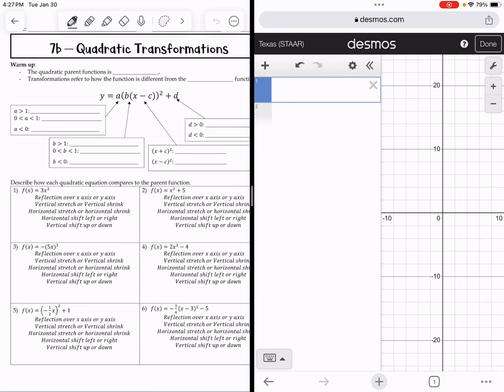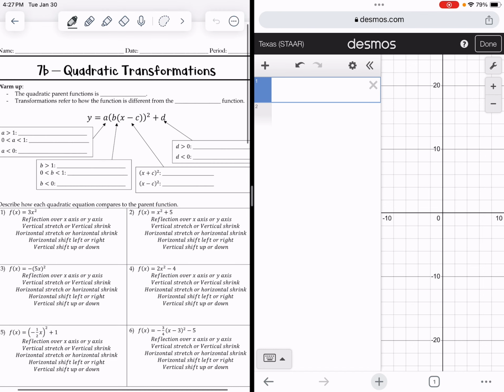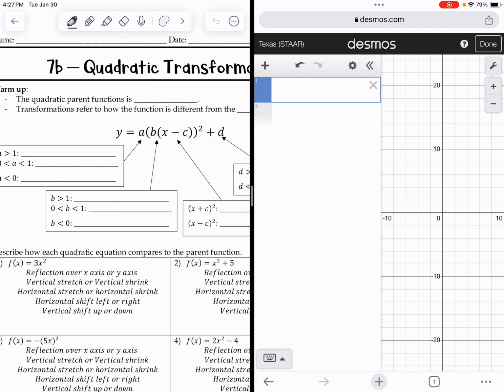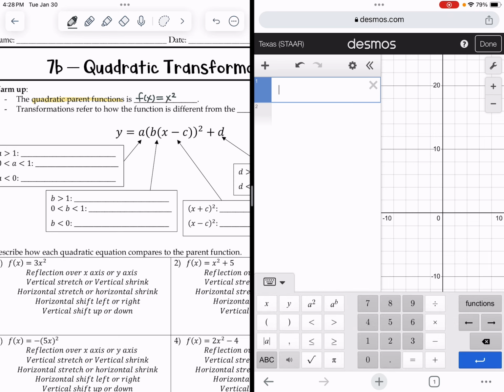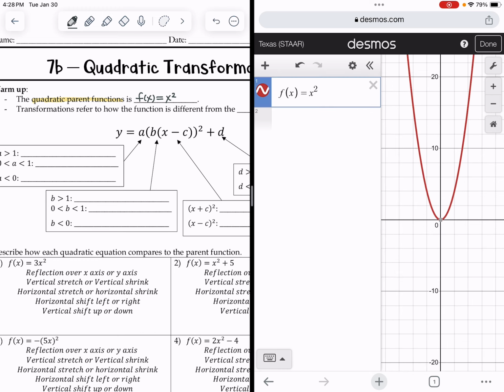All right, so this lesson is about quadratic transformations. And so last class we talked about how the quadratic parent function, the simplest quadratic function we can have, is the function f of x equals x squared. So I'm going to go ahead and graph him so we can see what he looks like. He's a parabola with a vertex at 0, 0.